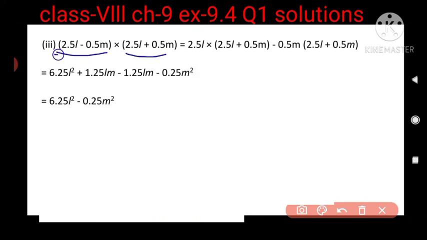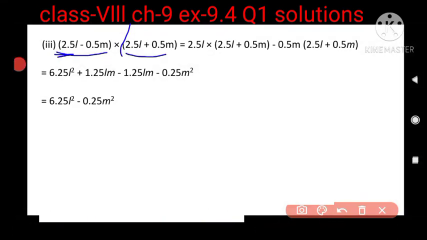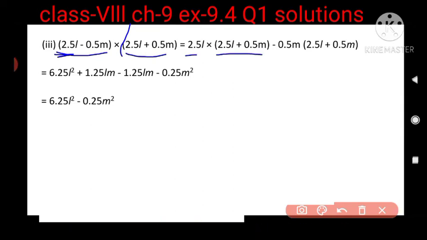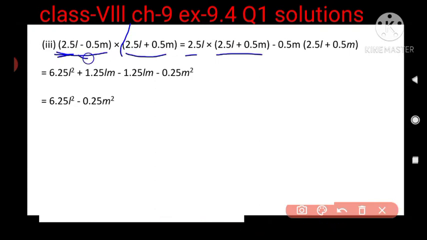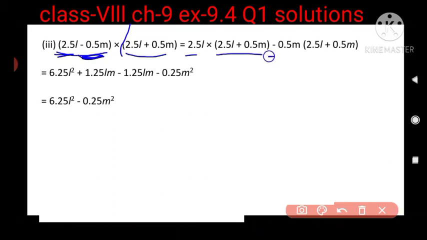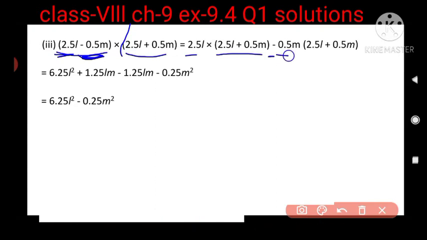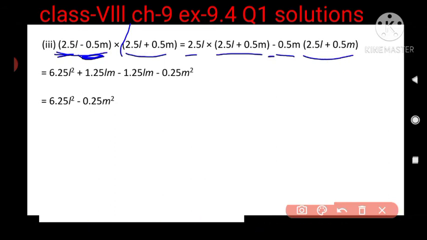So you will take the first term and multiply with the next binomial. Here you can see 2.5L is multiplied with the second expression, that is 2.5L plus 0.5M. Now again you have to see what sign is there for the second term. The second term is minus, so you have to give minus. 0.5M will multiply with the second binomial.